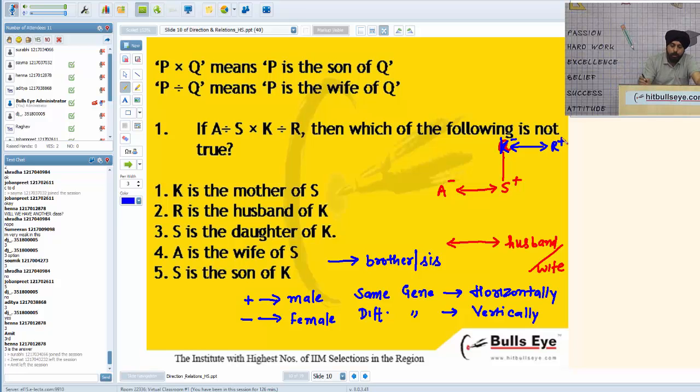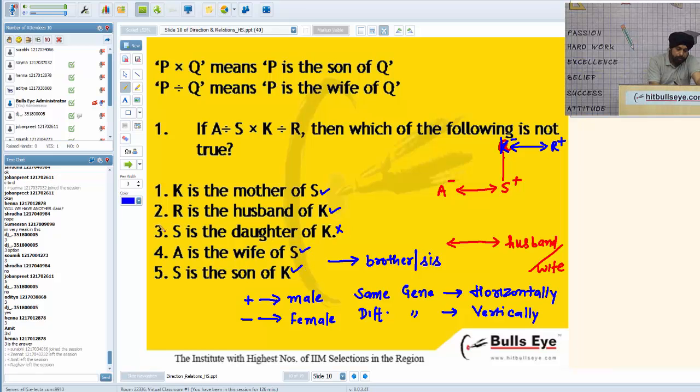Which of the following is not true? K is the mother of S. You can see it is. R is the husband of K. You can say it is. S is the daughter of K. No. S is the son of K. R is the husband. Yes. S is the son. Yes. So the answer is choice number 3.